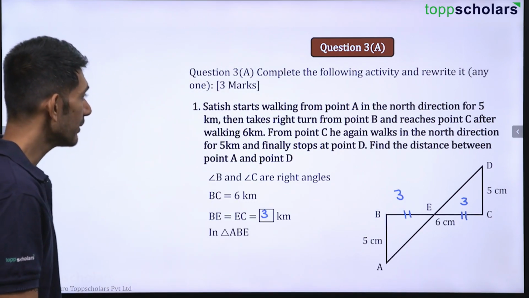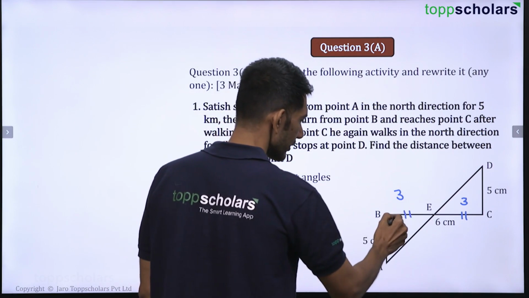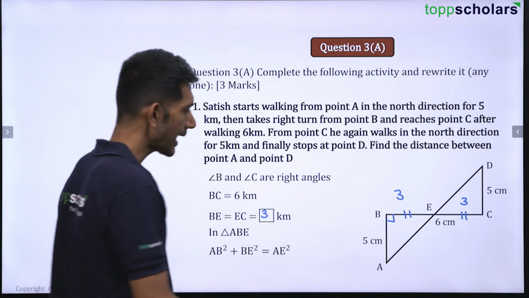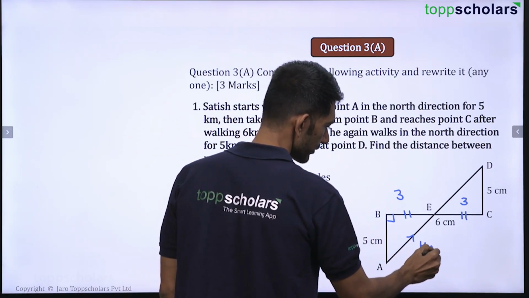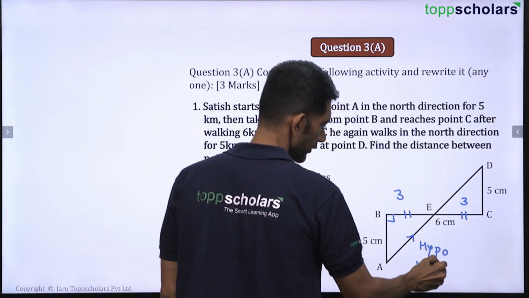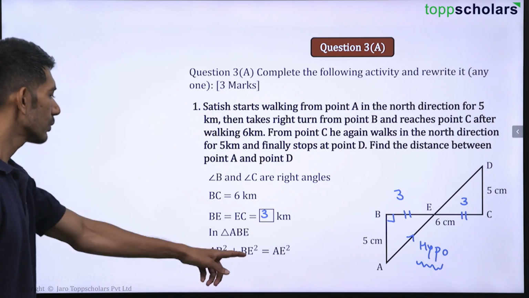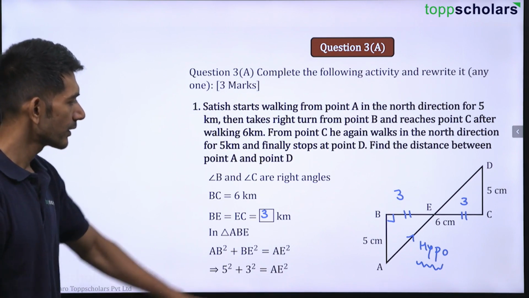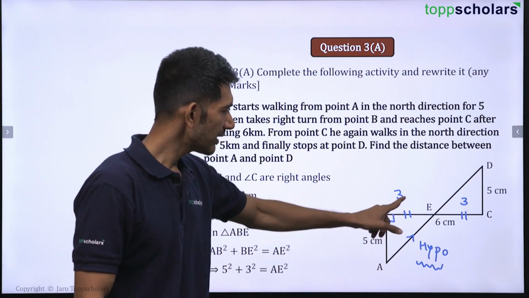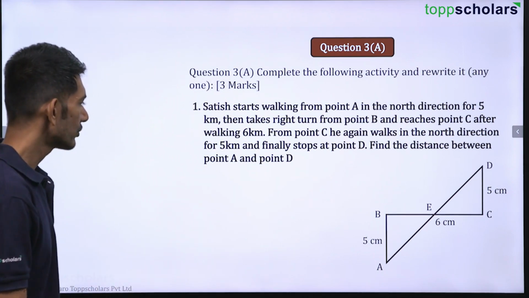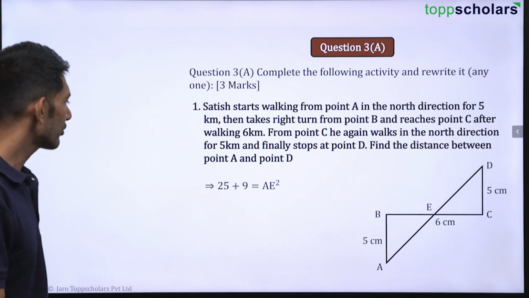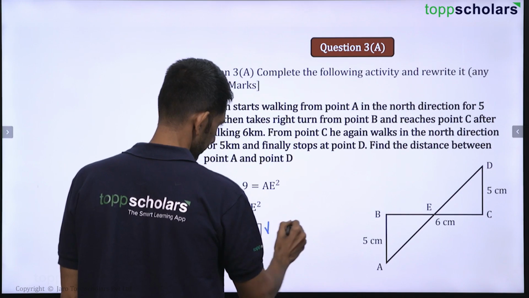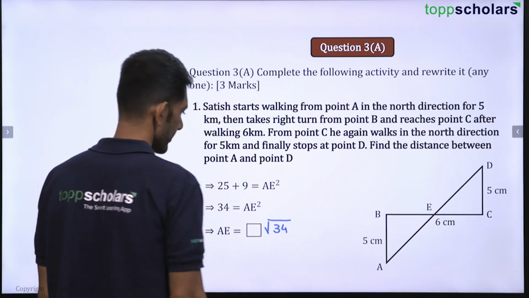Now if I take triangle ABE, this is 90 degrees, that is 5. Can I apply Pythagoras theorem here? What is the hypotenuse? So this part is the hypotenuse. So can I say AE square will be equal to AB square plus BE square? So here I can say that 5 square plus 3 square is equal to AE square. So that is 25 plus 9 is equal to AE square. So AE square is 34. So AE is equal to under root 34. Correct?